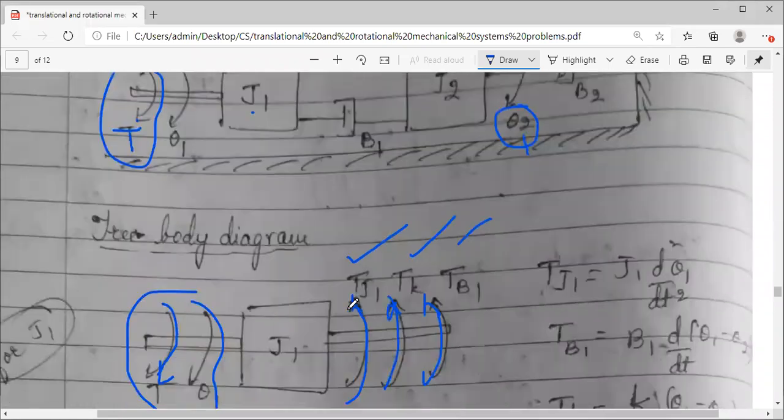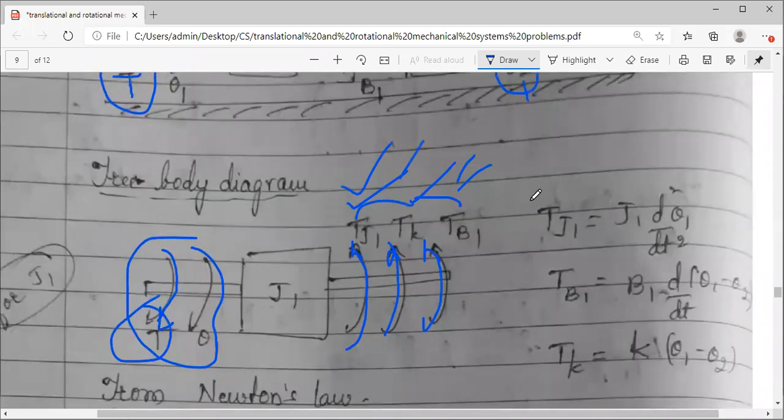Okay, coming to the free body diagram, we know that there are three opposing torques and one applied torque. So write down the equations TJ1, TK and TB. List the equations. TJ1 is J1 d by dt square of theta 1. I hope you remember, whenever a moment of inertia or mass comes, it is double differentiation, that is acceleration, and whenever a damper element comes, it is the velocity, d by dt, and whenever there is a spring, it is just the displacement.